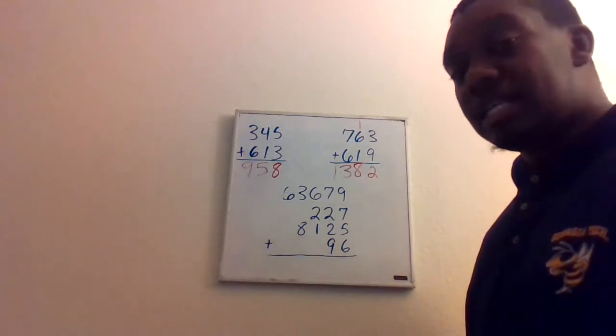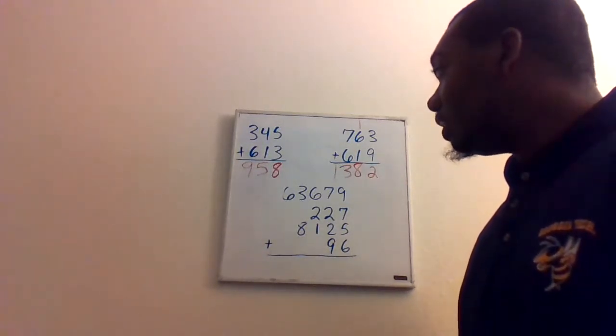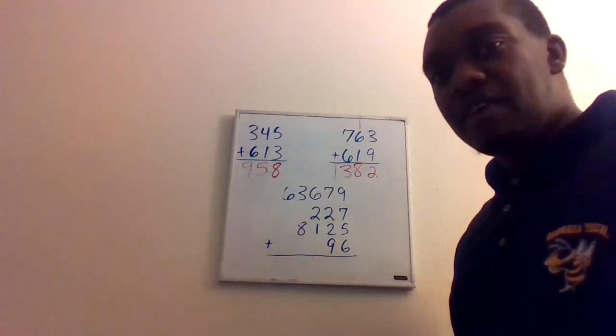And so there, 763 plus 619 is equal to 1,382. All right. Now, here's actually an interesting fact.